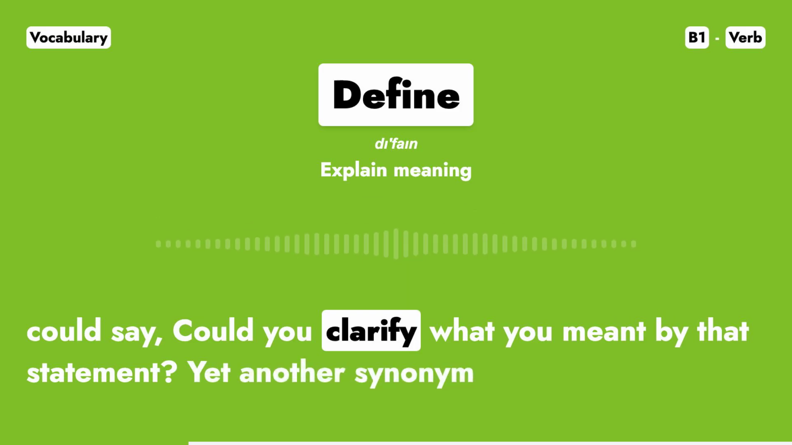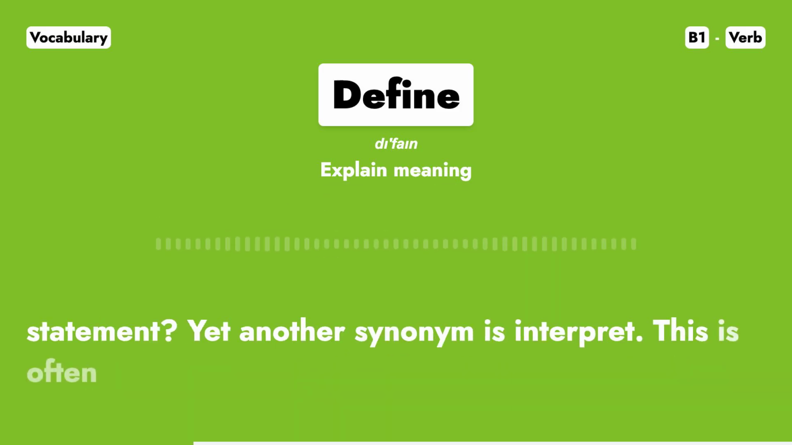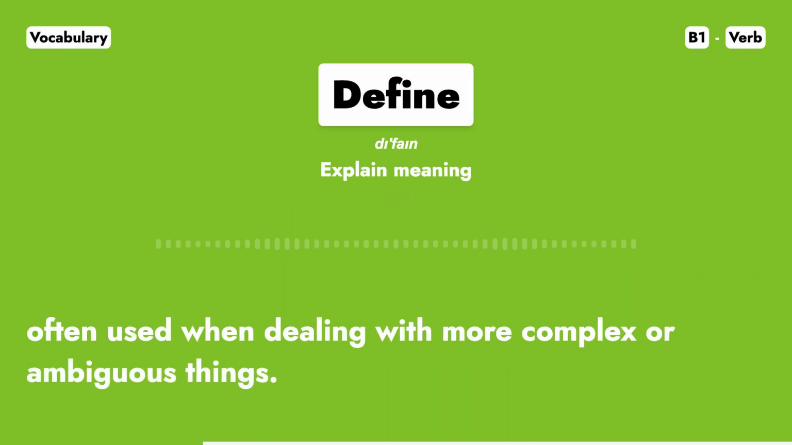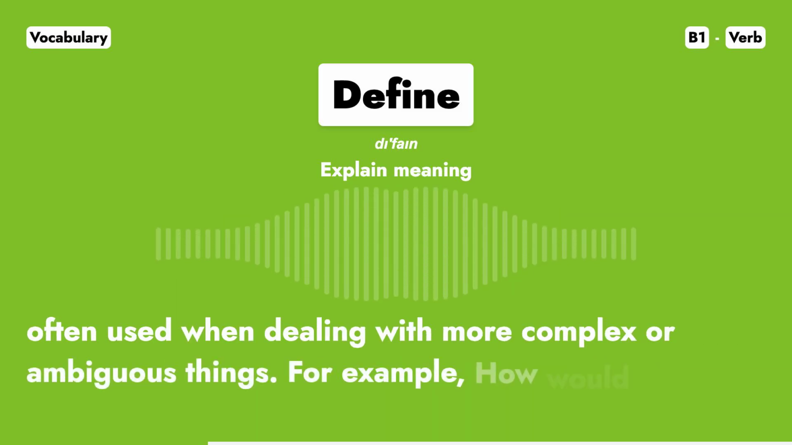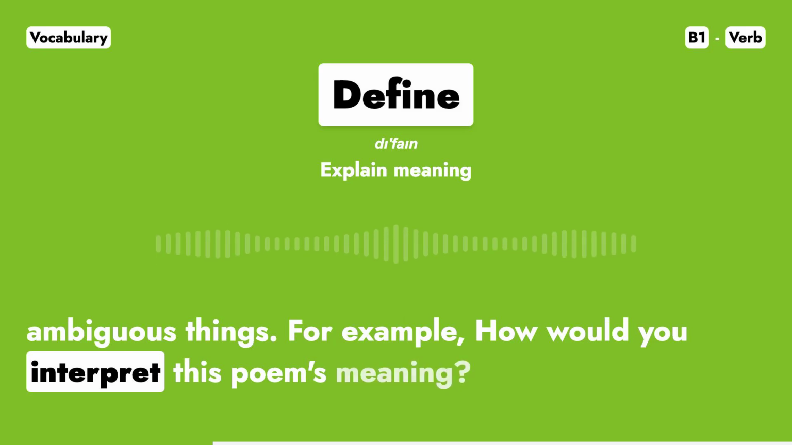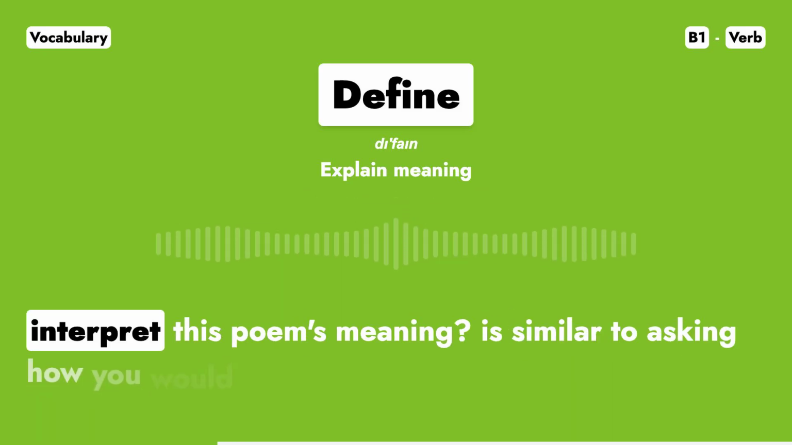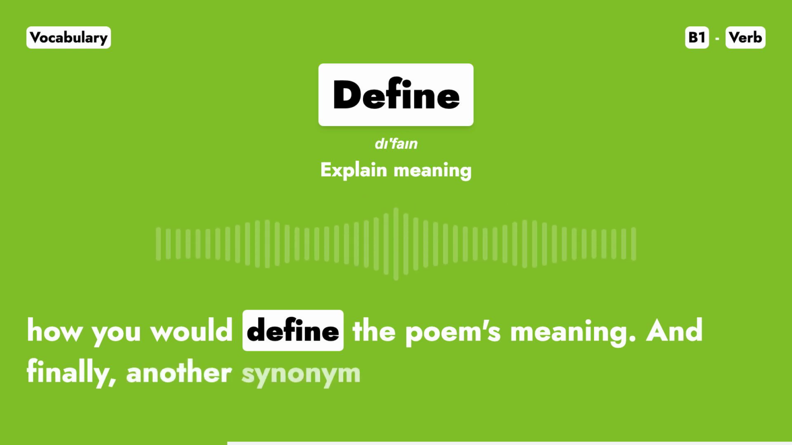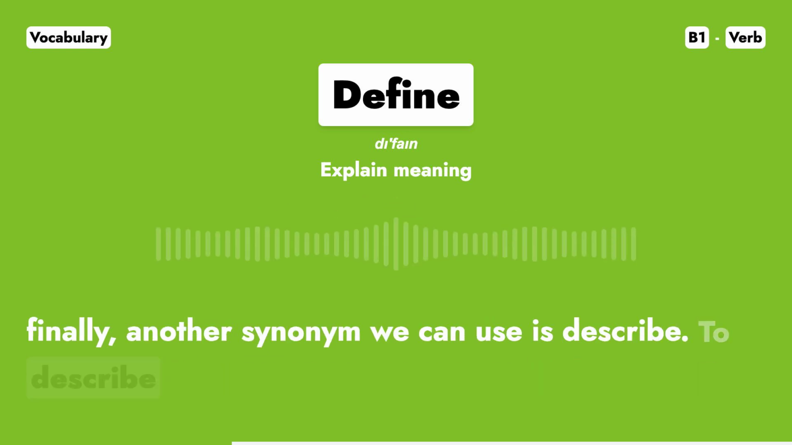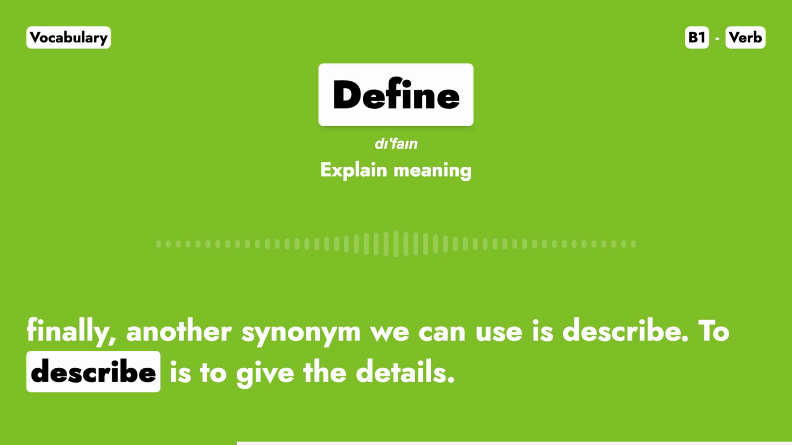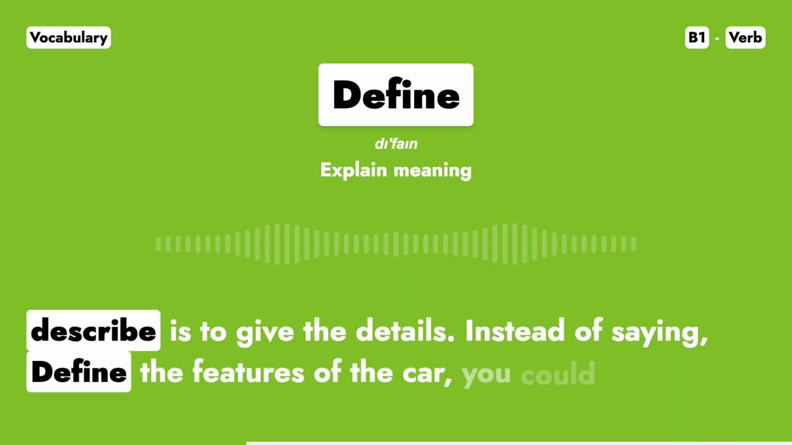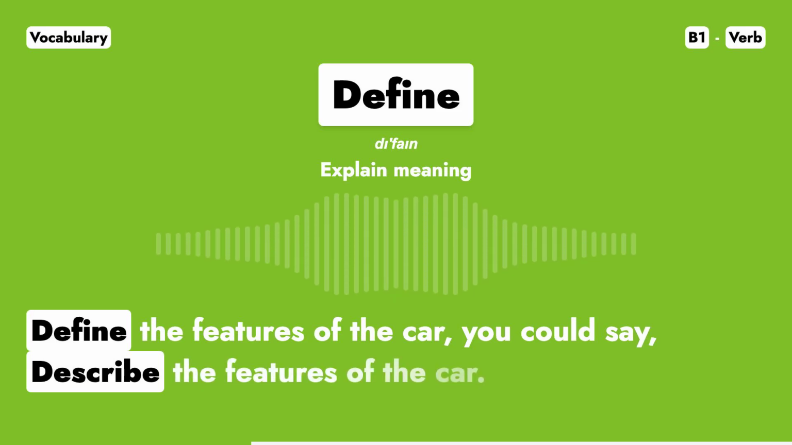Yet another synonym is interpret. This is often used when dealing with more complex or ambiguous things. For example, "How would you interpret this poem's meaning?" is similar to asking how you would define the poem's meaning. And finally, another synonym we can use is describe. To describe is to give the details. Instead of saying, "Define the features of the car," you could say, "Describe the features of the car."